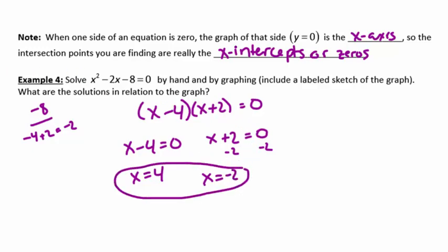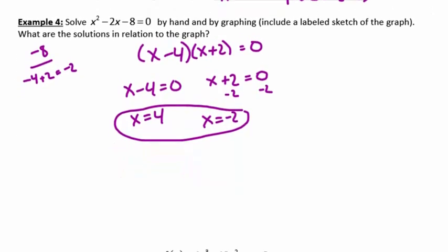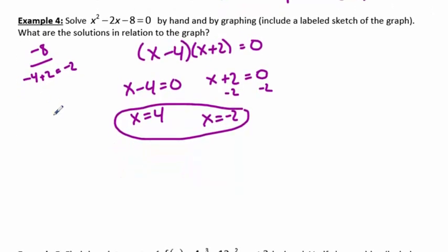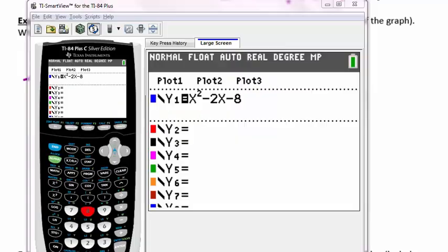Let's also solve this by graphing and talk about the relationship on the graph here. If I want to solve this by graphing, I'm going to enter the equation in the y equals menu. I don't need to enter 0 since I know that's already on my graph as the x-axis. Enter the equation into the y equals menu, then hit graph.